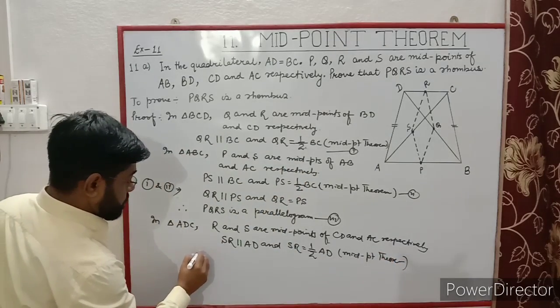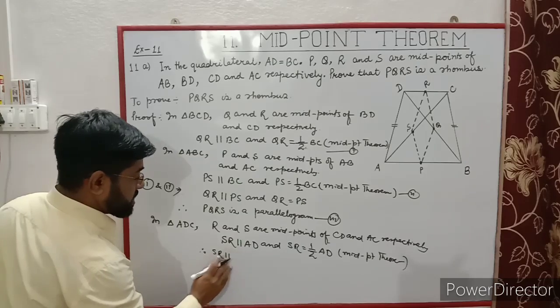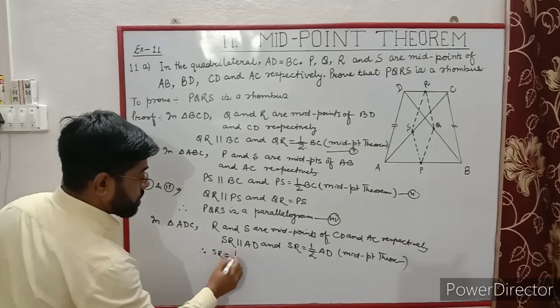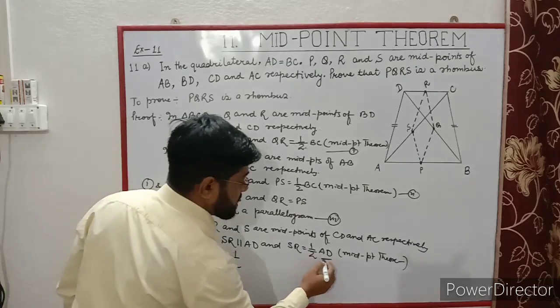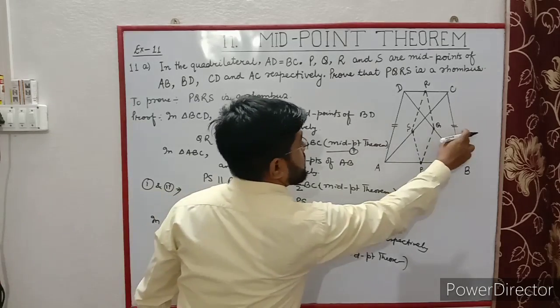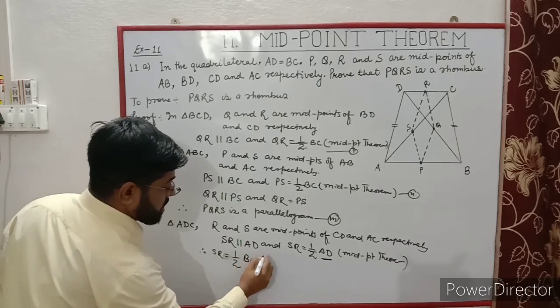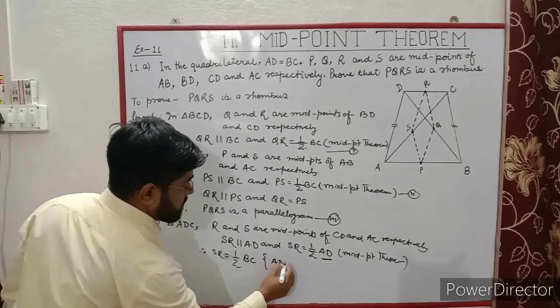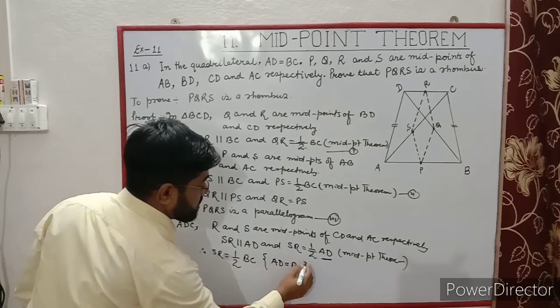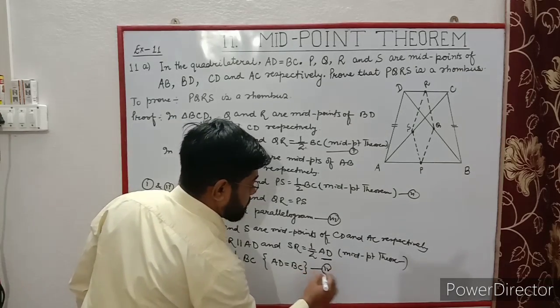Now SR is equal to half of AD. So AD is replaced by BC, since AD is equal to BC, it is given. We assume equation number fourth.